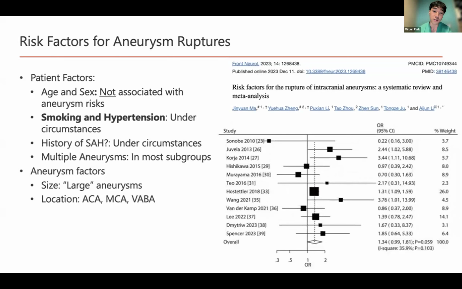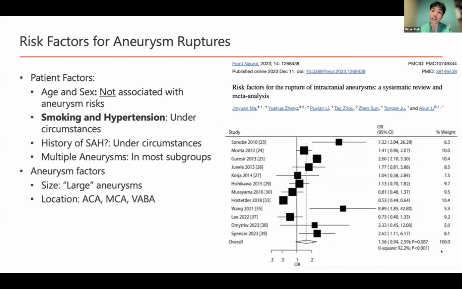But when we look at subgroup analyses, such as just Western countries or retrospective cohorts, we do see smoking as a risk factor for aneurysm ruptures. Similarly with hypertension, we don't see it directly in the whole meta-analysis, but for prospective cohort studies, they did see that hypertension is a pretty high risk factor.